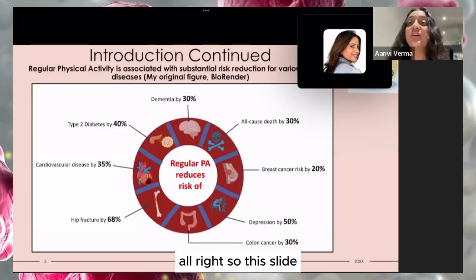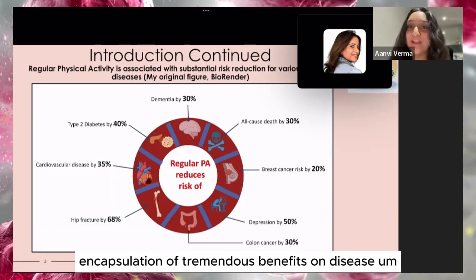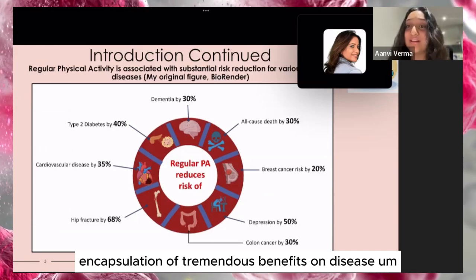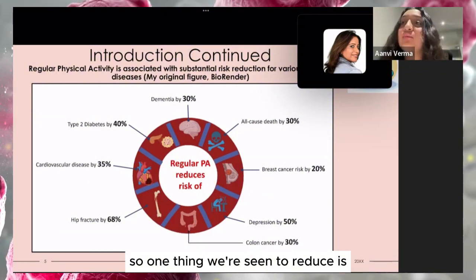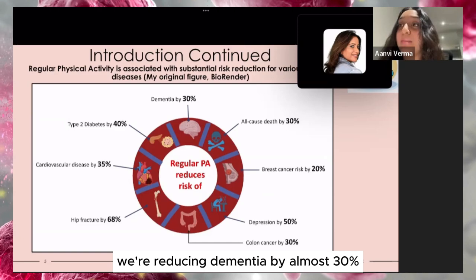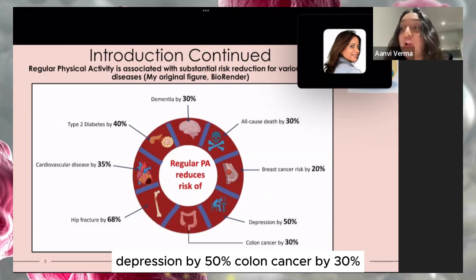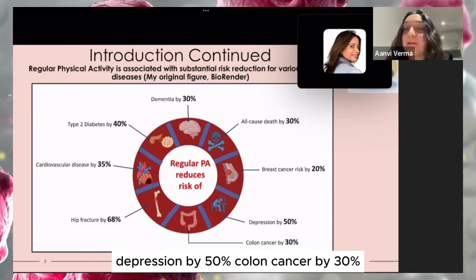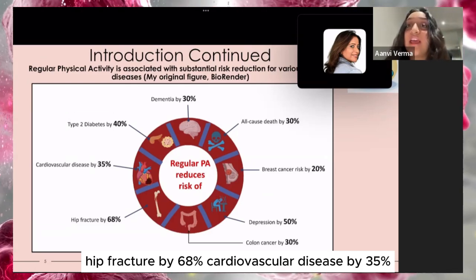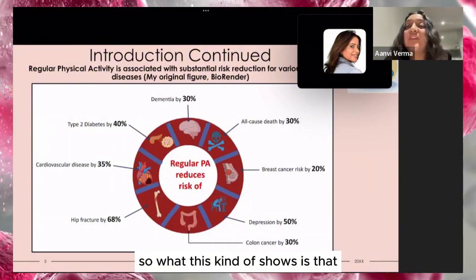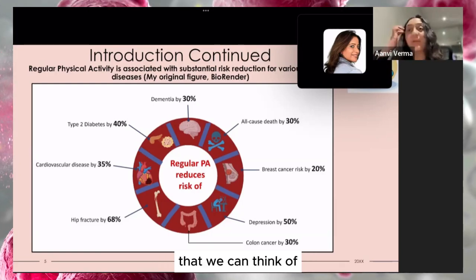All right. This slide, I feel, is one of the most important in my PowerPoint because it's the real encapsulation of tremendous benefits on different disease processes. Going around the circle, we're reducing dementia by almost 30%, all-cause death by 30%, breast cancer risk by 20%, depression by 50%, colon cancer by 30%, hip fracture by 68%, cardiovascular disease by 35%, and type 2 diabetes by 40%. What this shows is that physical activity has a way of moving into every single disease that we can think of.